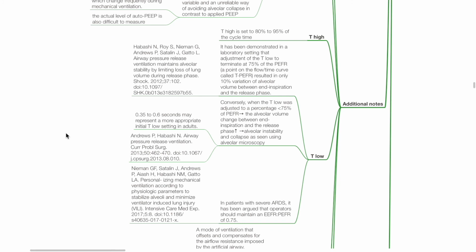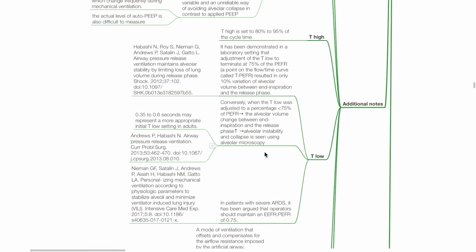T-low. It has been demonstrated in a lab setting that adjustment of the T-low to terminate at 75% of PEFR resulted in only 10% variation of alveolar volume between an inspiration and the release phase. Conversely, when T-low was adjusted to a percentage of less than 75% of PEFR, the alveolar volume change between an inspiration and the release phase increases. Alveolar instability and collapse is seen using alveolar microscopy.